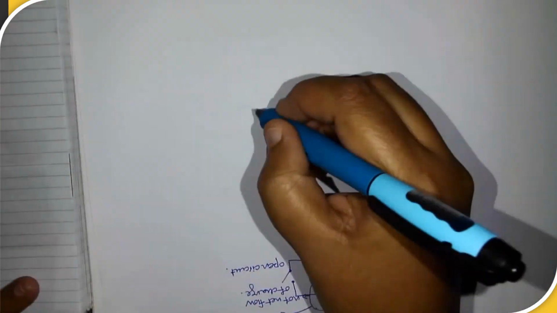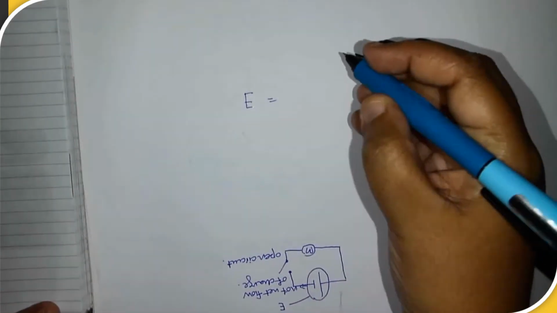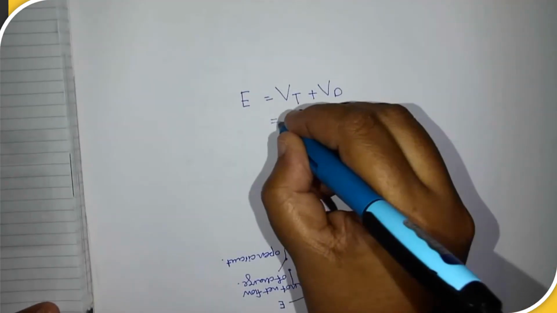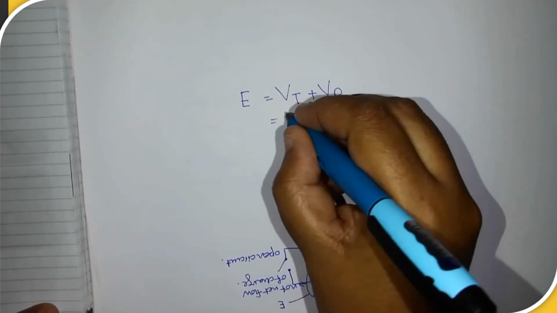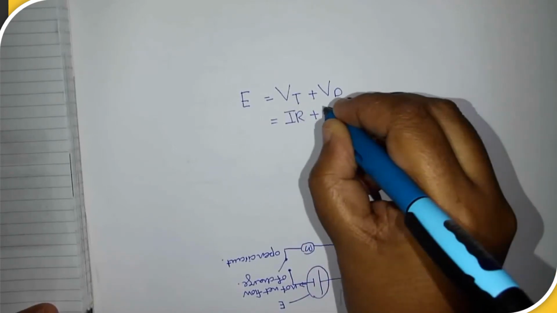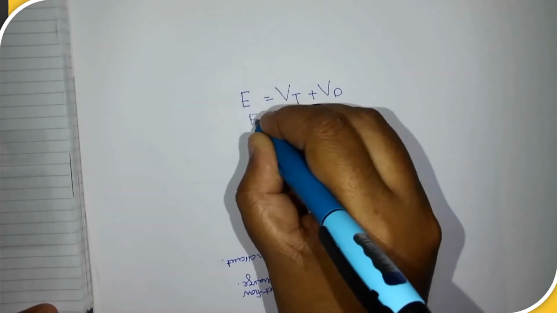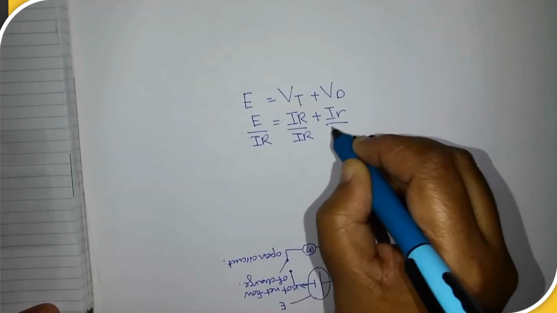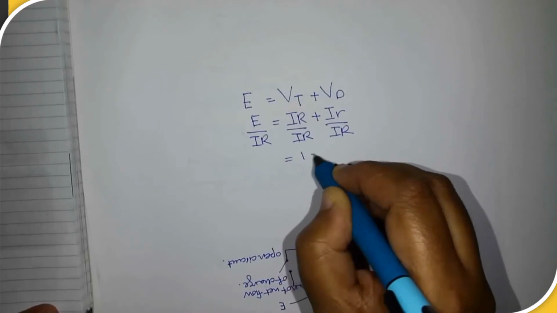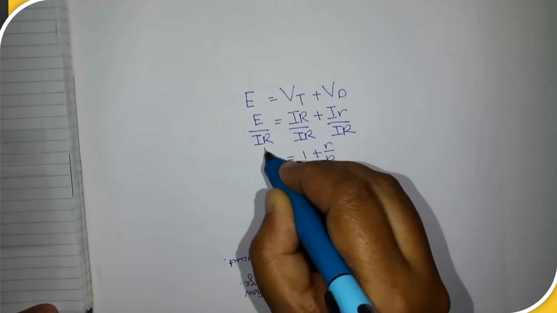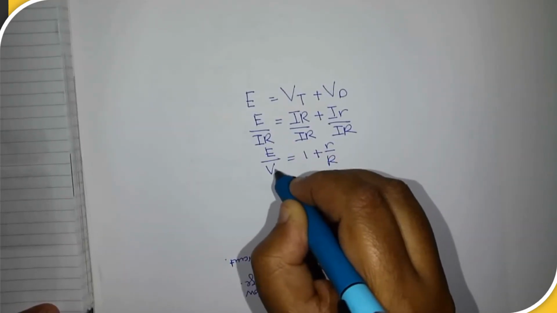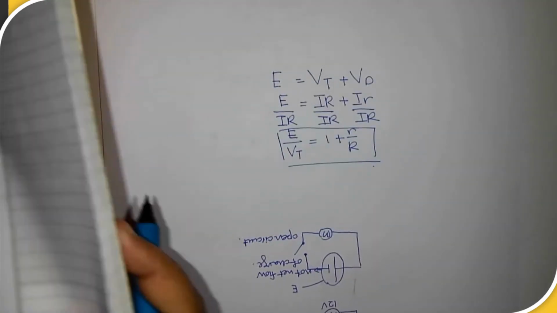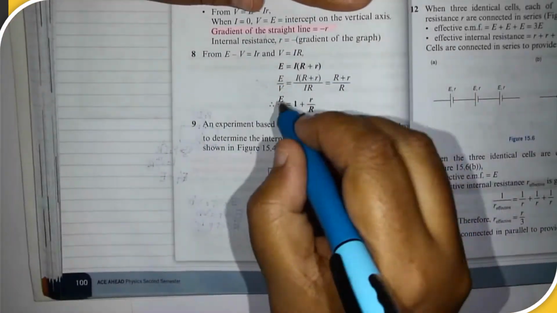E is equal to Vt plus Vd. Vt is IR, plus Vd is I small r. Dividing by I capital R, I get 1 plus r over R. Here I convert back to Vt, so I get the formula as the book has mentioned. Okay, so I get this formula here.